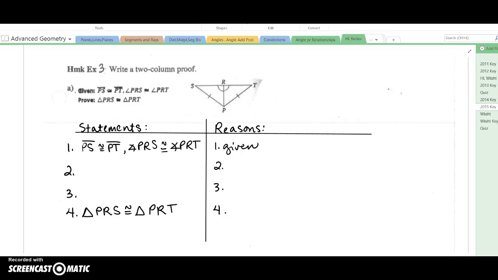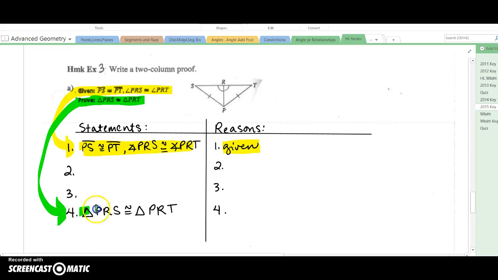Okay, so we're here for the last part of right triangle congruence notes, and we are now going to work on these last two proofs. I've gone ahead and set up my proof with the statements column and the reasons column. As you'll recall from previous lessons, the given goes right here in our first statement, and the reason for that is always given. I've filled that in for us, and the prove statement is our very last statement on the left-hand side.